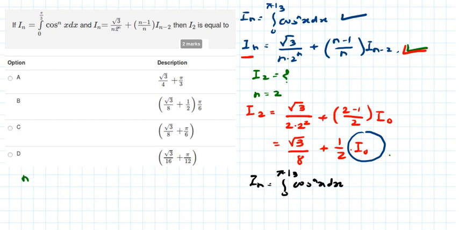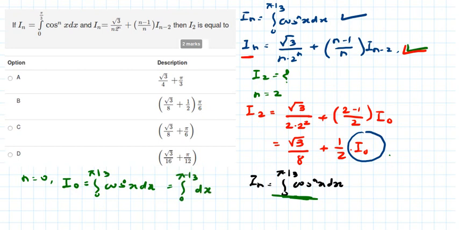If we put n equal to 0, then this term will become I0 equal to integration 0 to pi by 3 cos raised to n, so this will be cos raised to 0 x dx. So this is equal to integration 0 to pi by 3, cos raised to 0 is 1, so what remains is only dx, and integration will be x under limit 0 to pi by 3, so this will be pi by 3 minus 0, so that is nothing but pi by 3 only.